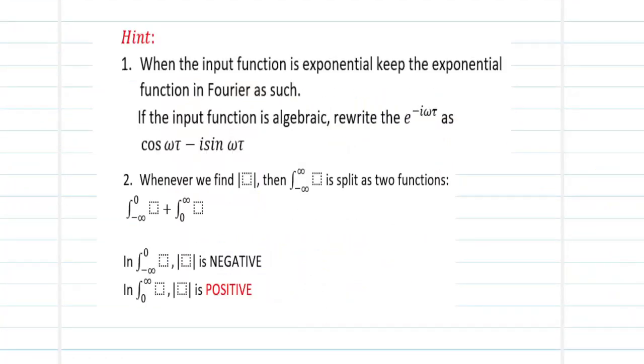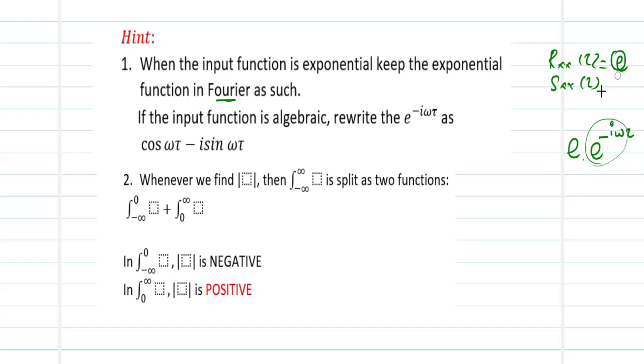Hint number 1. We need to keep in mind that when the input function is exponential in nature, that is, we have been asked to find whether an Rxx of tau or an Sxx of omega, whatever it be, if the input function is in terms of exponential, then inside the Fourier there is also an exponential, e power minus i omega tau. So if this input function is exponential, we keep this Fourier part also as an exponential itself.